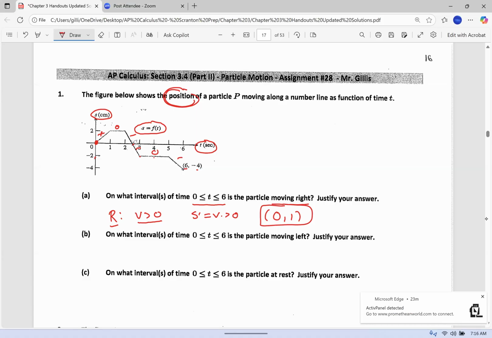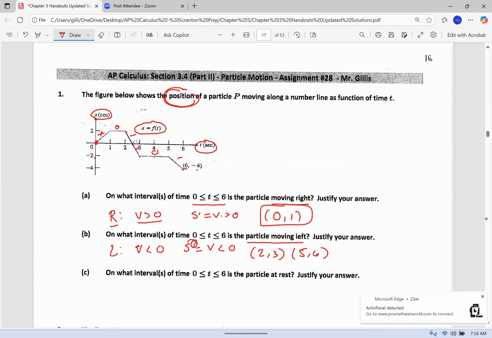On what interval is the particle moving left? So moving left triggers when v is less than 0. And remember, s prime equals v. So we want to look at the slope of the graph of s. And that seems to be negative from 2 to 3, as well as from 5 to 6.